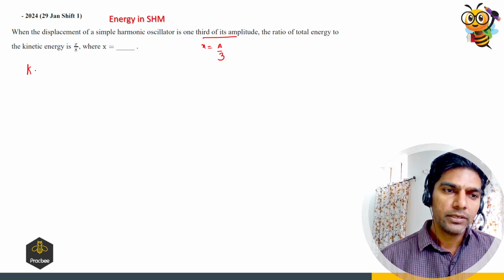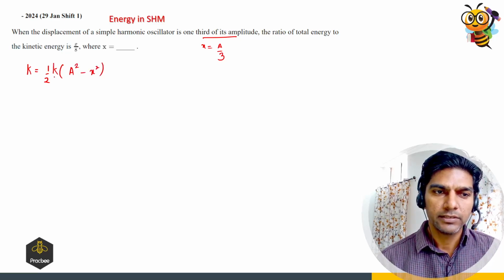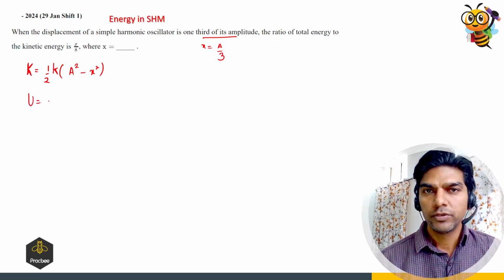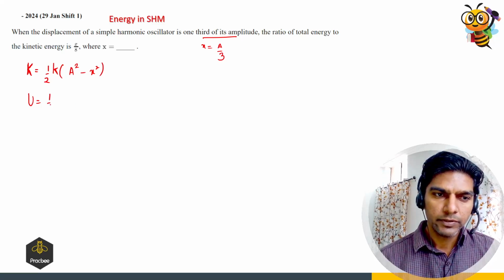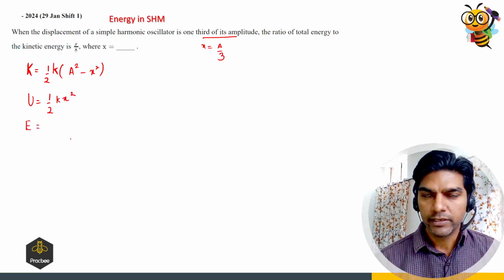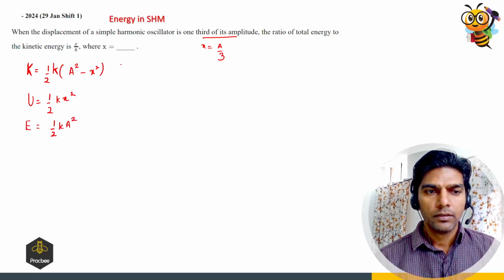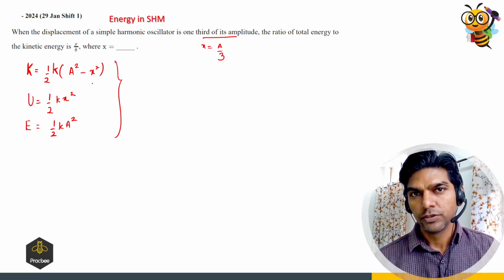First let me tell you what is kinetic energy, potential energy, and the total energy. So kinetic energy is given as half k (a square minus x square), where this k is the force constant, right? And this is the kinetic energy. And the potential energy, if you assume that when the particle is at the mean position, potential energy is 0, in that case we can say it will be half k x square. And if we want to find the total energy, let us say E is the total energy or mechanical energy, that will be half k a square, right? So we have to use these three formulas if you want to find the energy as a function of x.